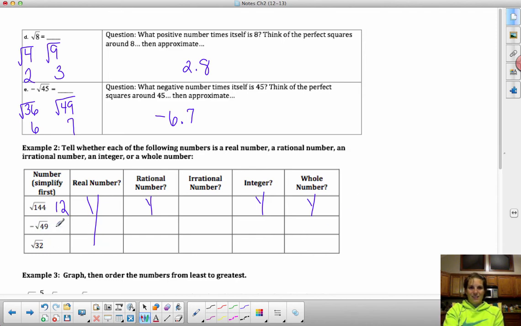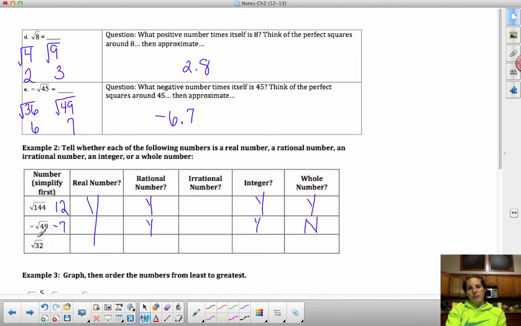Good. Let's finish these guys up. Negative the square root of 49. So we're really evaluating or identifying families for negative 7. Yes, it's real. Can I write negative 7 as a fraction? Yes. So I don't even have to worry about irrational. Is it an integer? Is one of my comfortable answers? Yes, it is, right? It's a whole number and it's negative. How about that whole number? In this case, no. Because in order to be whole, you have to be 0 or positive.